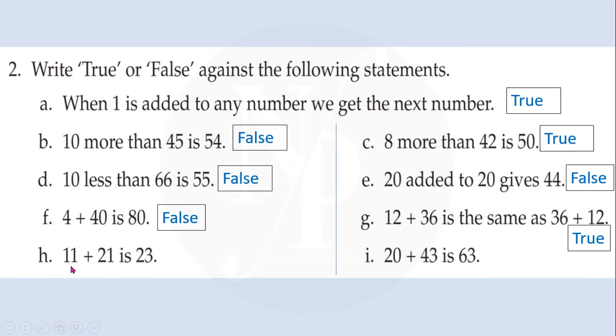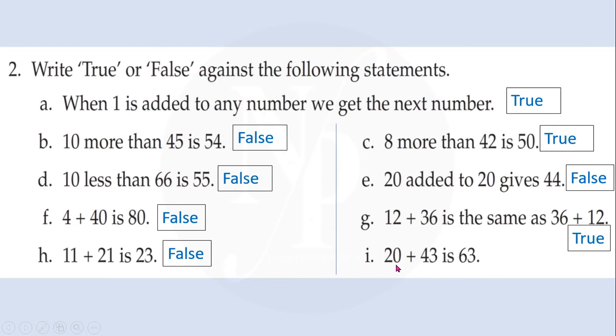Now coming to H. 11 plus 21 is 23. See, observe this. 11 plus 21 is 23. Is the statement correct? No, 23 is just 2 more than 21. 21 plus 2 is 23. 11 plus 21 will be more than 23, which will be 32. So this statement is not correct. So we will write false here. This is a false statement.